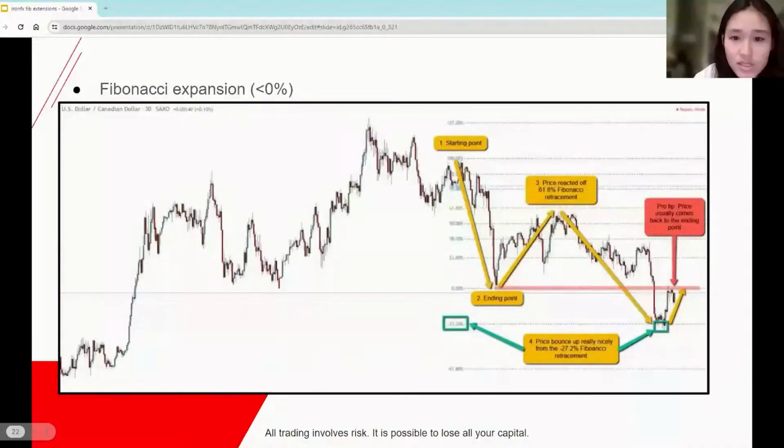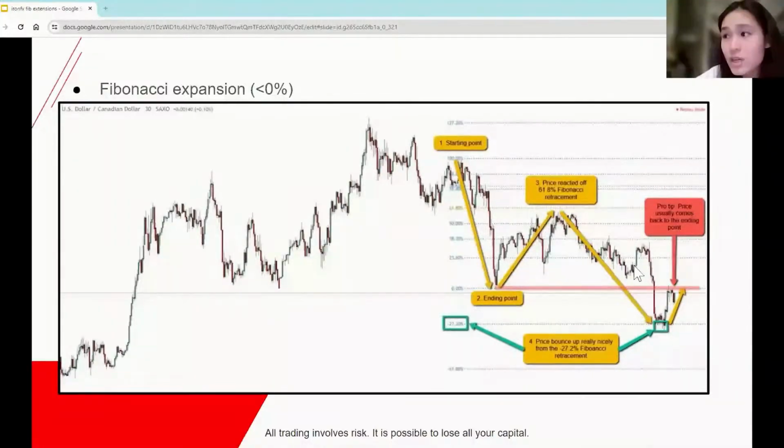Okay, and you can see this is the outcome of that. So you really have confirmation that price is going to hit downwards once price breaks out of your initial ending point, which is at point 2. So that's how you combine a Fibonacci retracement with your Fibonacci expansion, since they both use the same tool, just that we're looking at different levels.